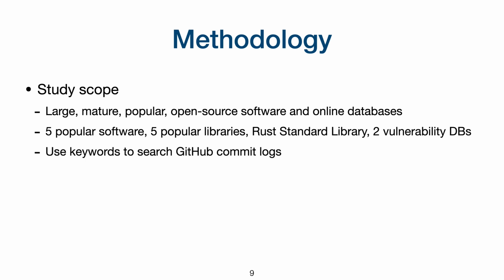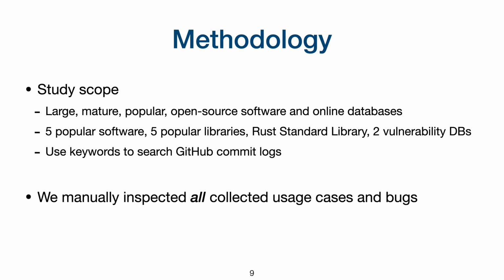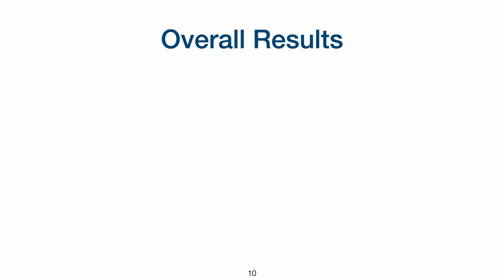To conduct our study, we selected a set of large, mature, and open-source Rust software, including 5 popular Rust software systems, 5 popular Rust libraries, the Rust standard library, and 2 online vulnerability databases. We collected memory and concurrency bugs from this open-source software by searching GitHub commit logs with relevant keywords. We also included all the bugs in the 2 vulnerability databases.